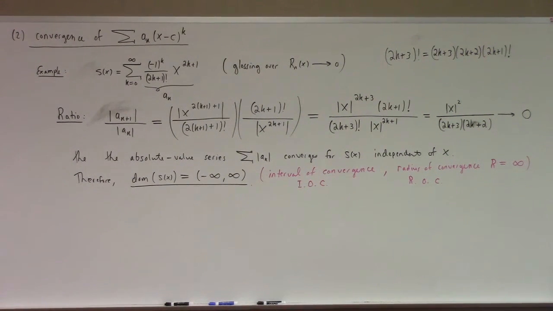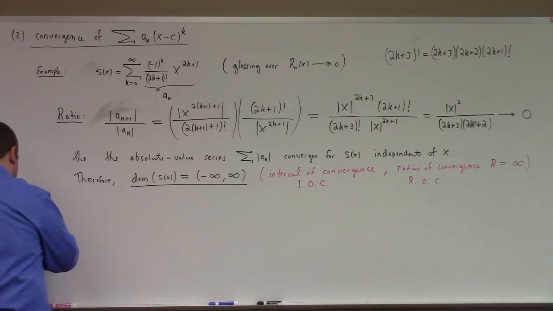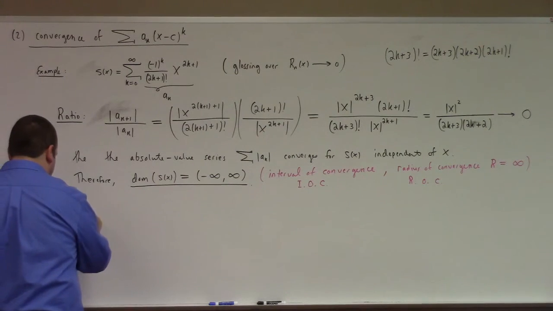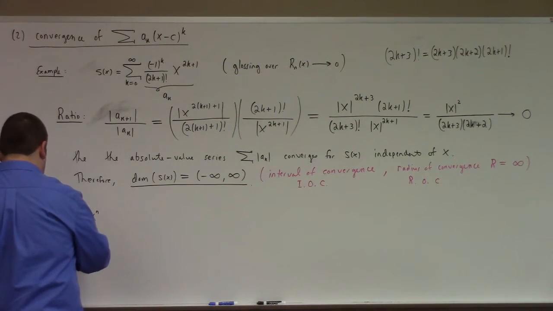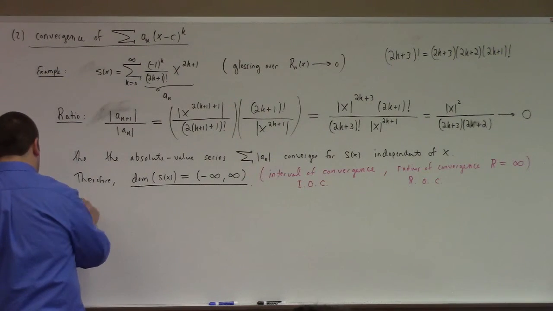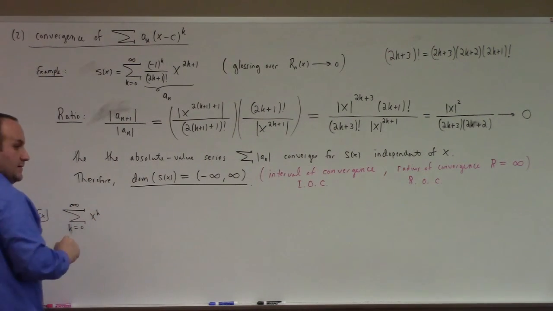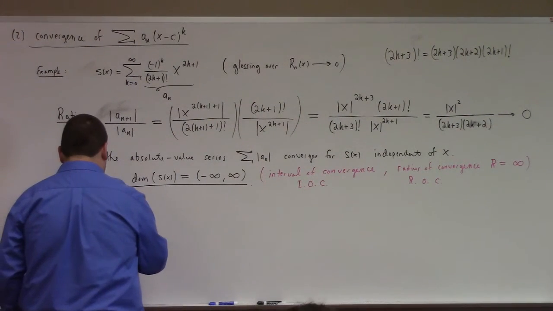Let's see here. Another example. If I have the sum, k equals 0 to infinity of x to the k, right? What's the interval of convergence for this series? Find the IOC.